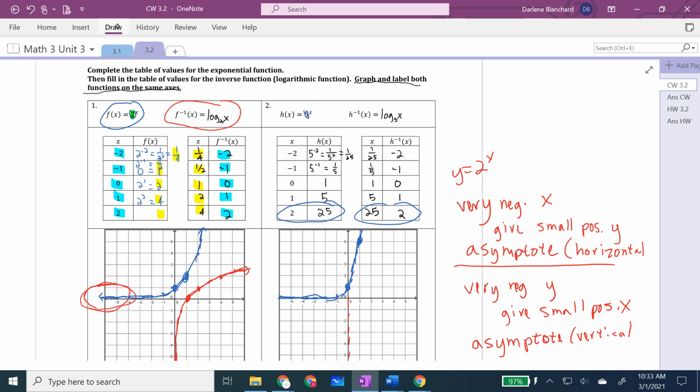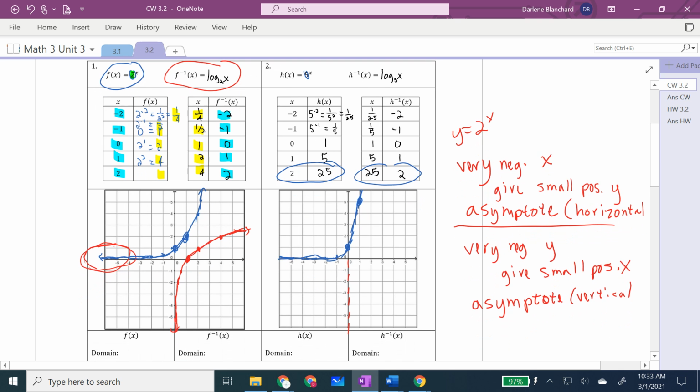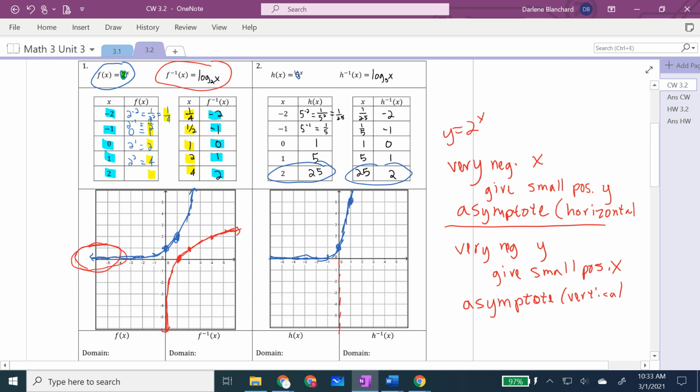So I'm now going to move over to my red pen. And we are going to plot the point 1, 0 and 1, 5. And I want to tell you that, I'm sorry, I just read that wrong. 5, 1, I can do this.